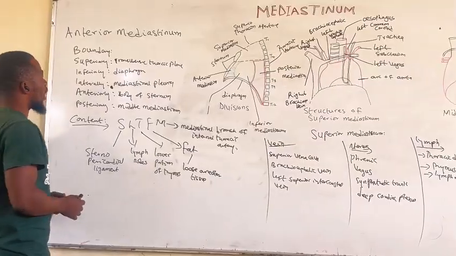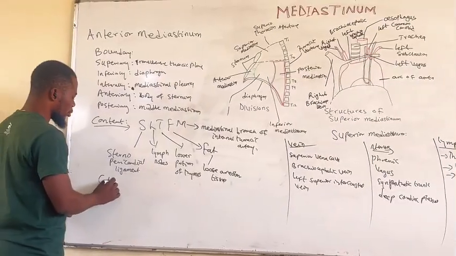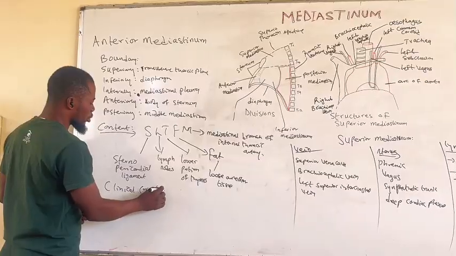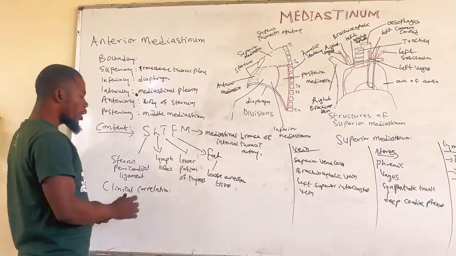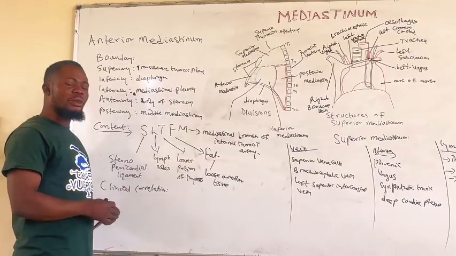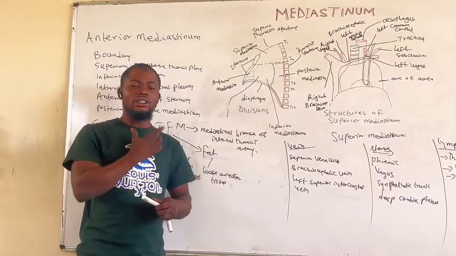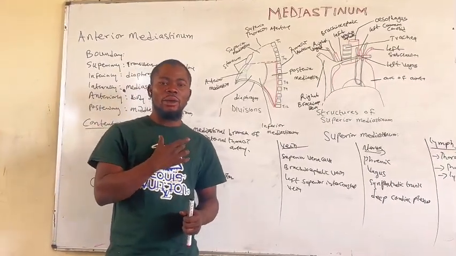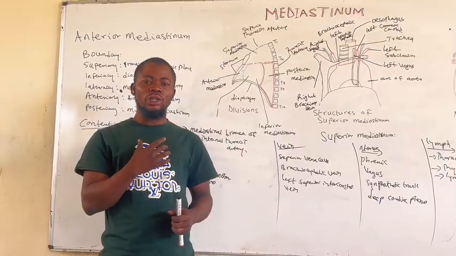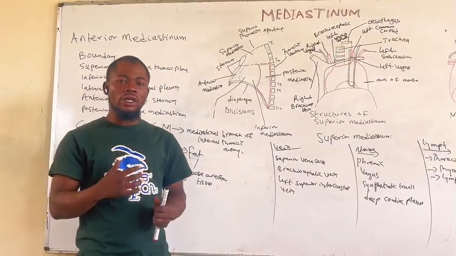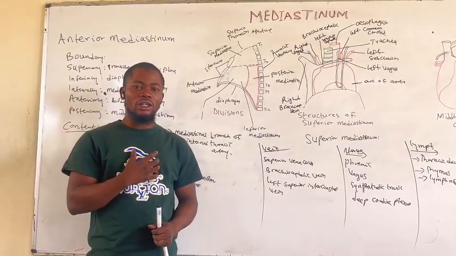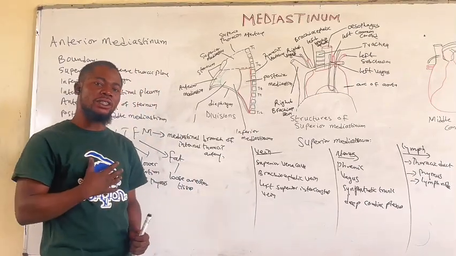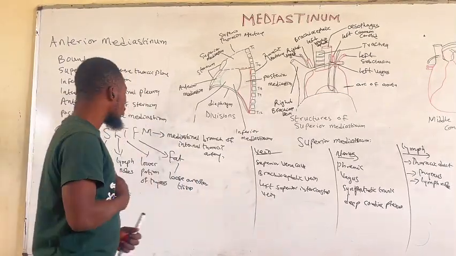Clinical correlation of the anterior mediastinum is that infection of the neck can easily migrate to the anterior mediastinum through a space which is called the pretracheal space. Through this space, infection of the neck can easily transmit into the anterior mediastinum.